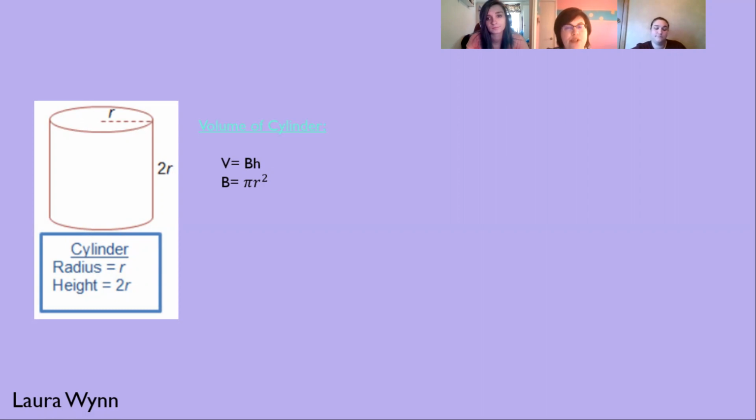So in order to figure out the volume, we have to know what the area of the base is. So we're going to plug in the formula for the area of the base into our original problem. That's going to give us volume, or V, equals pi times r squared, in parentheses, right? Because that's going to be one number when we plug in real numbers, times 2r. And then that's going to give us V equals 2 pi r cubed.